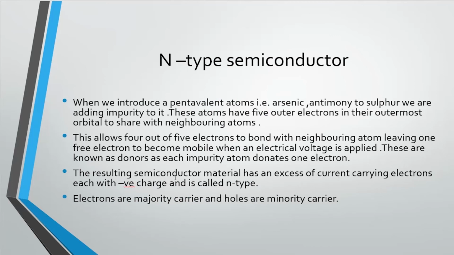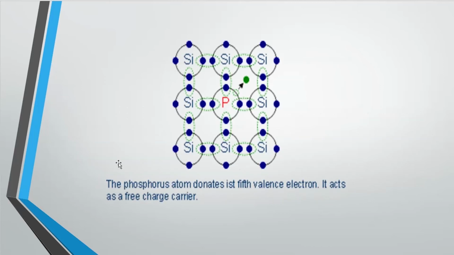These are known as donors, as each impurity atom donates one electron. And due to the flow of that one electron, the flow of electricity is possible. So this semiconductor starts to conduct electricity, not like conductors, but yes, a bit.